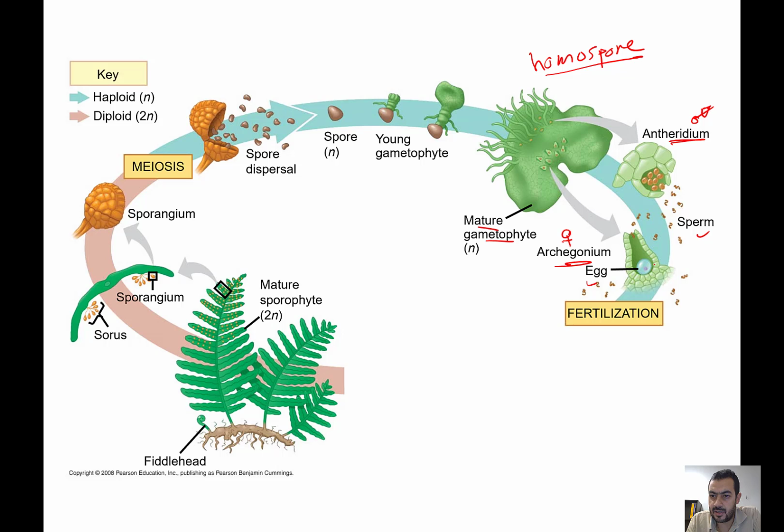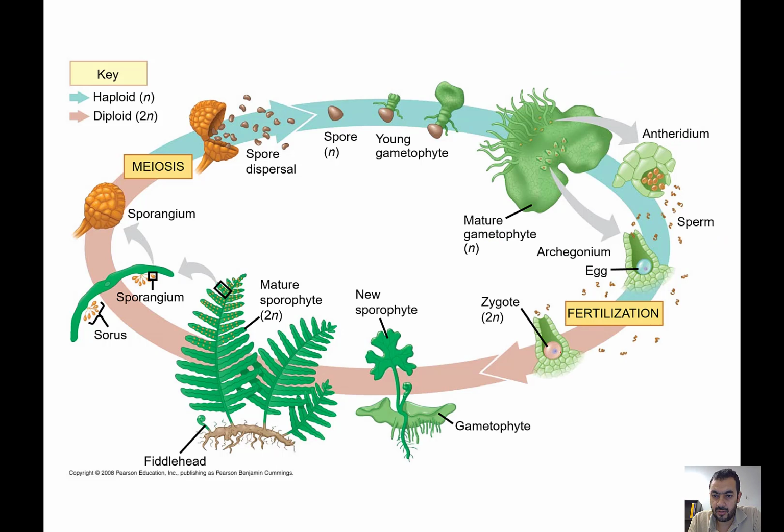Again, the fertilization needs water, as you can see here, because it is surrounded with this drop of water, and that is because it depends on flagellated sperms. And once the fertilization happens inside the archegonium, we are going to have the zygote. Now we moved back to the diploid state. So now we have 2n, and this zygote is going to grow to give us the sporophyte, and the cycle will continue.